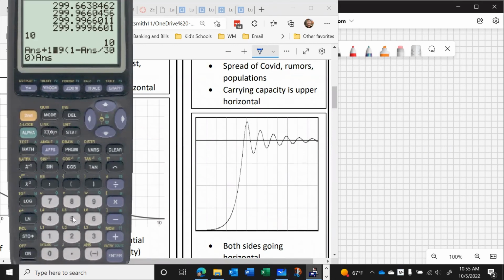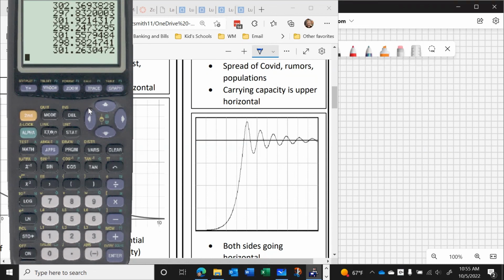This is now 190% growth rate. It just blew past the carrying capacity. And now it's going to die off. So we went too far, and now it's coming back. And now it's going to go too far, and it's going to come back, and too far, and come back. And eventually, this is going to level off to 300.